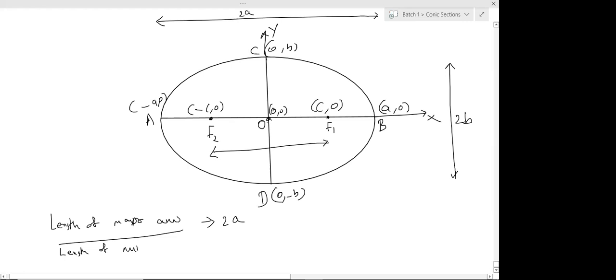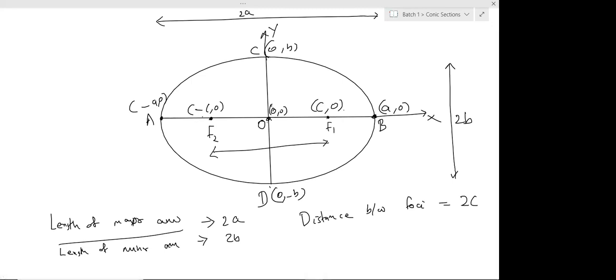So write it down. The length of the minor axis is 2B. Distance between foci is 2C. All right. Draw this diagram and write down all the data. This naming should be absolutely clear. This is minus A comma 0, this is A comma 0, 0 comma B, 0 comma minus B. Foci are minus C comma 0 and C comma 0. Origin is the center. Draw this diagram and write it down.